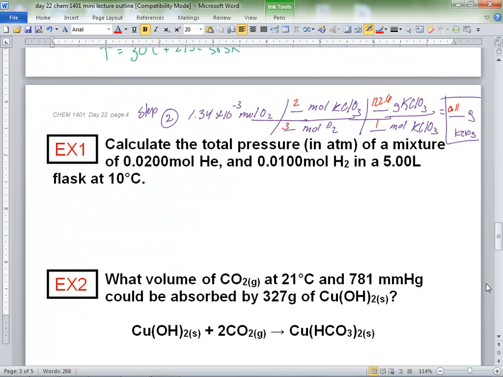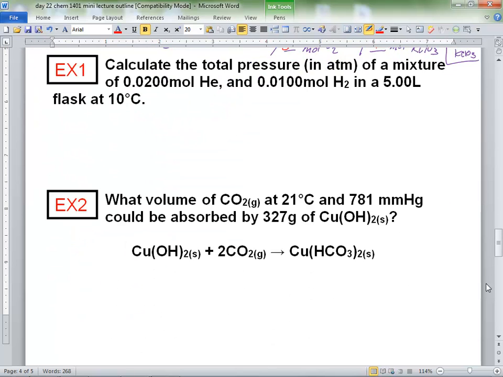So in your notes, I don't want you to work these out. I think it's best to just set them up, because the plug and chug part, just leave for later. This first one, EX1. Shelby, we're supposed to calculate the total pressure in atmospheres of a mixture of 0.02 moles of helium and 0.01 moles of hydrogen in a 5-liter flask at 10 degrees Celsius. Now, quiz question, you've got all these equations up there. My strong suggestion is to pick one, because that guides all your effort and all your work. What equation would you pick? P with the subscript T.